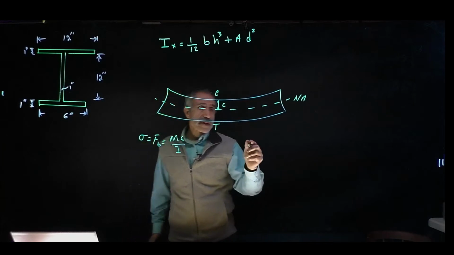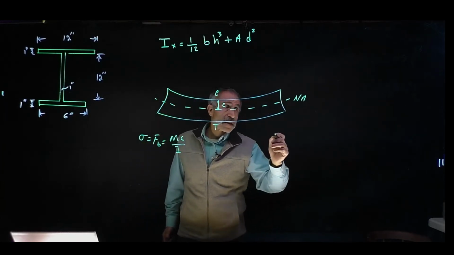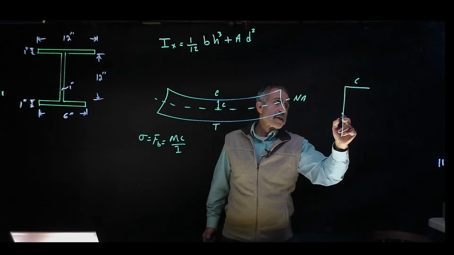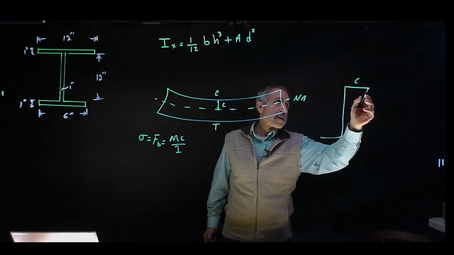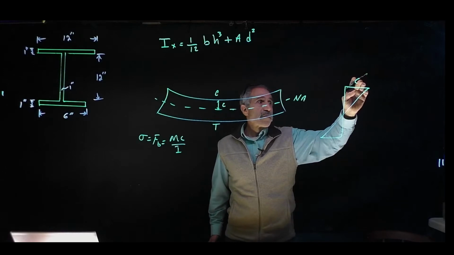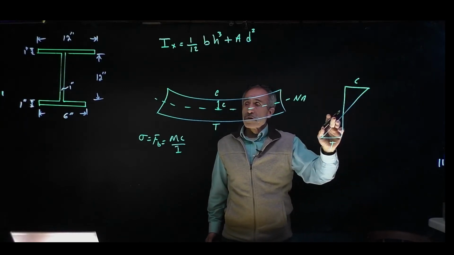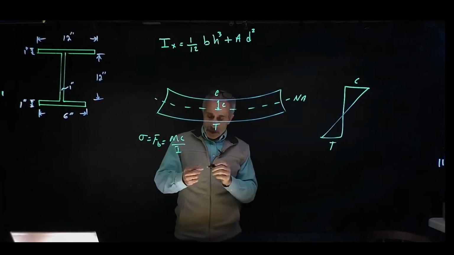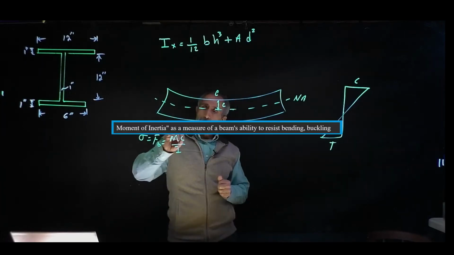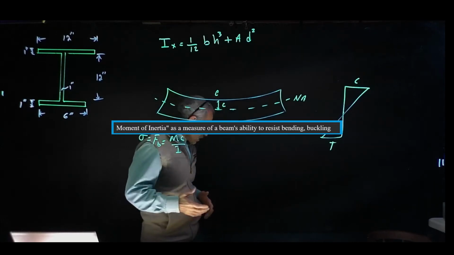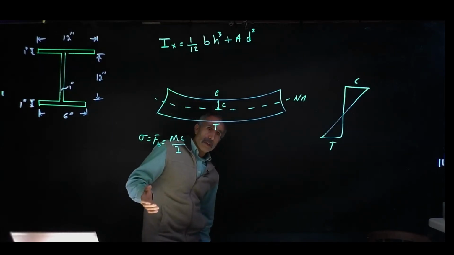And if you look at the cross section of this stress, it's going to look something like this. This will be compression, and this will be tension. It's going to come in like that. You have maximum compression up there, maximum tension down here, and in the middle you have zero. And this I, moment of inertia, represents the ability of the cross section to resist bending stress, or in a column.